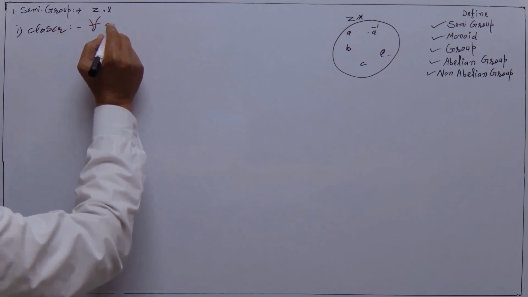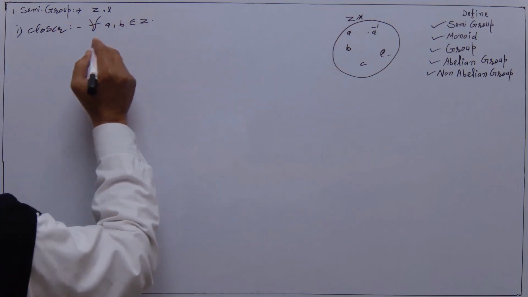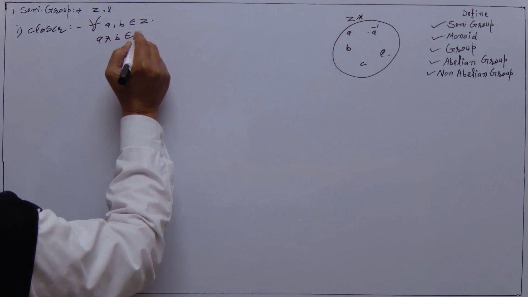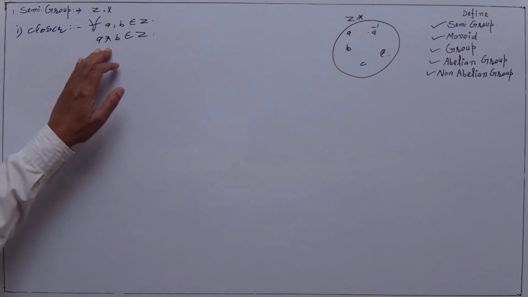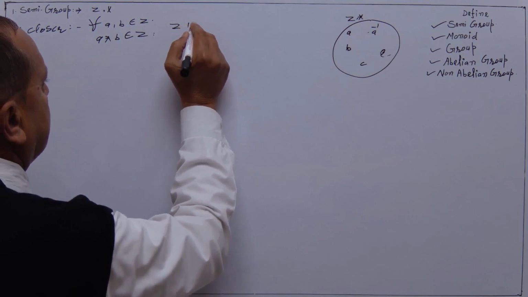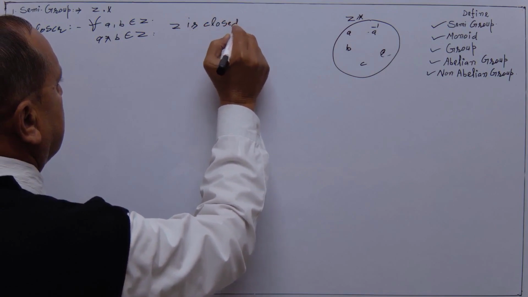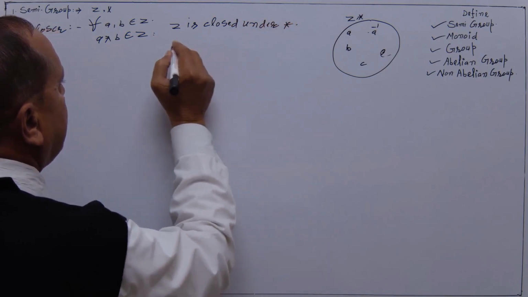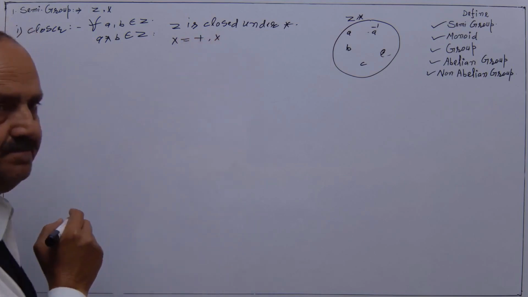for all a, b elements belonging to this set Z, then a star b must be an element of Z. It means Z is closed under the operation star, and this star may be addition and it may be multiplication.